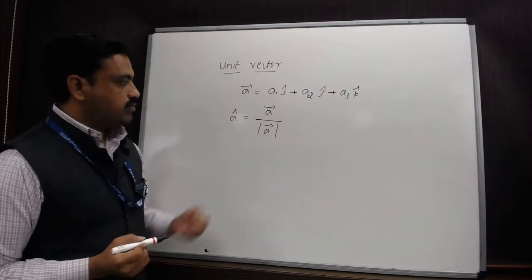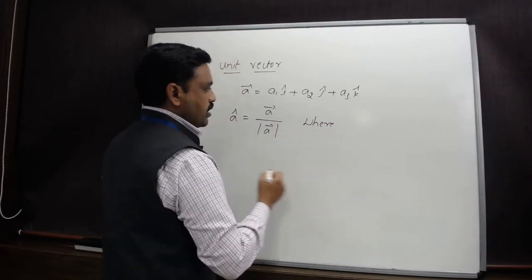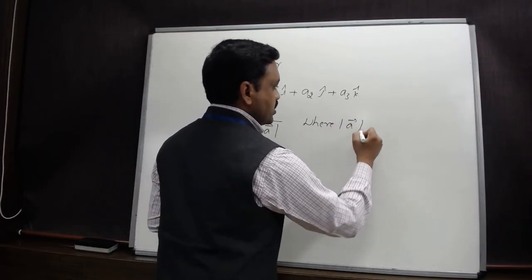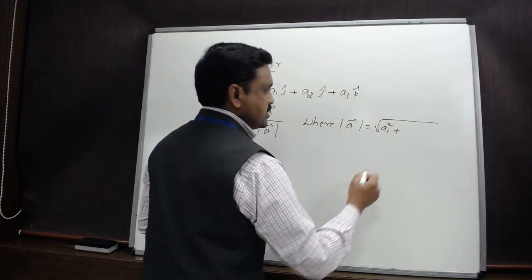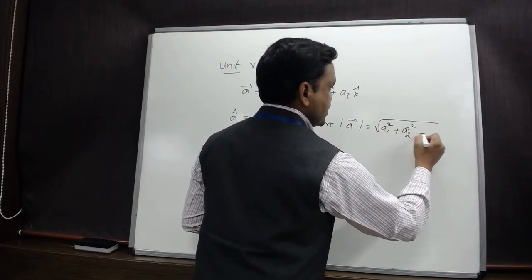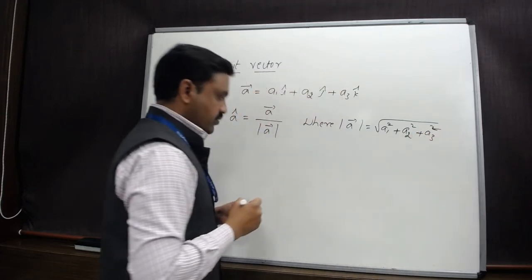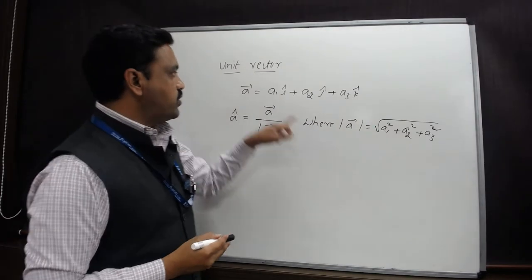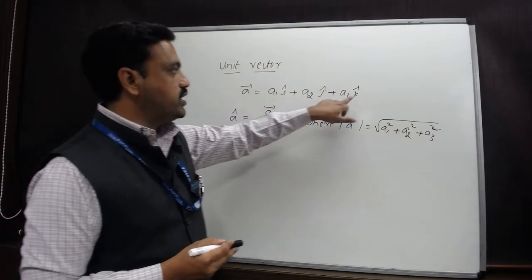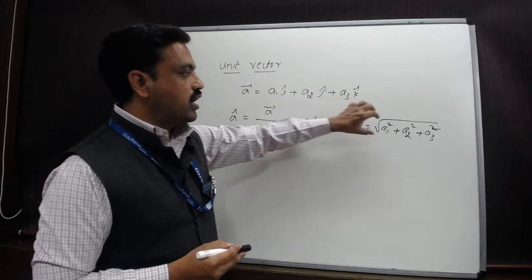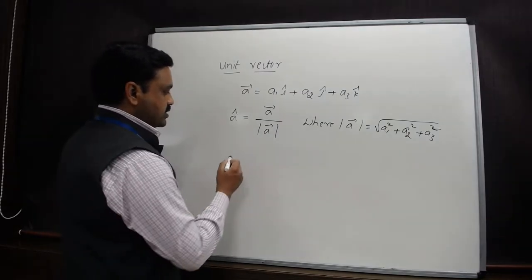The magnitude of a is denoted by mod a, and the formula to calculate the magnitude is: magnitude of a equals square root of a1 square plus a2 square plus a3 square. Just observe, a1 is nothing but the coefficient of i, a2 is the coefficient of j, and a3 is the coefficient of k. I have to square each term and take the square root. I will explain with one example.